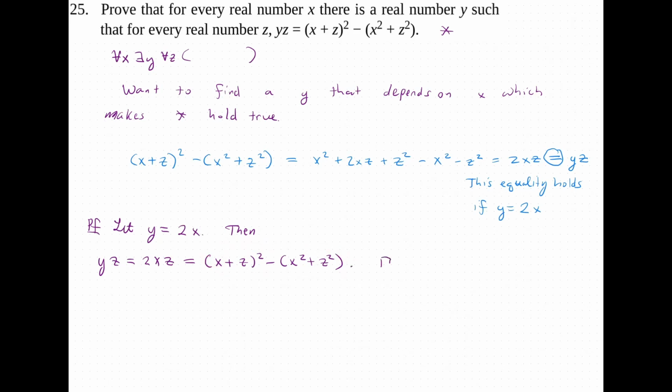We're done with the proof. Because now the z does not depend on y, only the x does. Sorry, I said that backwards. y depends only on x, and so z here is arbitrary. And so now we have established that for every real number x, there is some real number y, such that for every real number z, we do have this equality here. And so we are done. We have proven this statement.